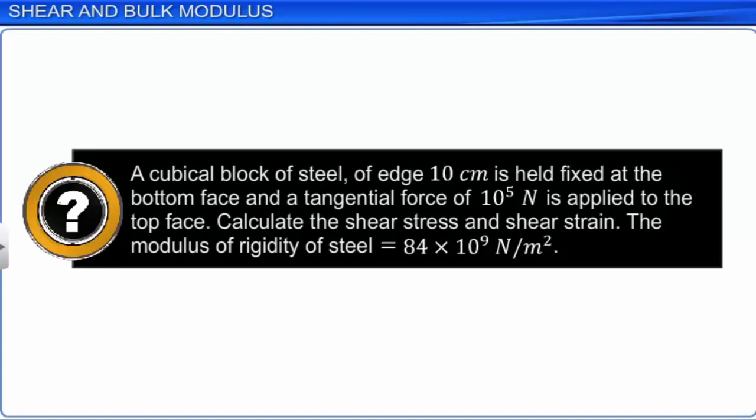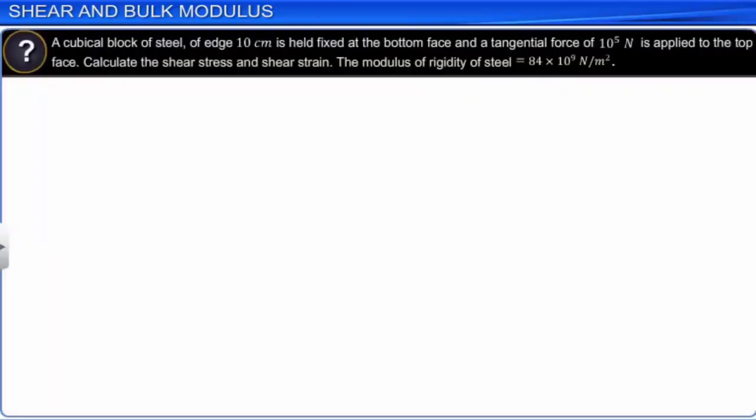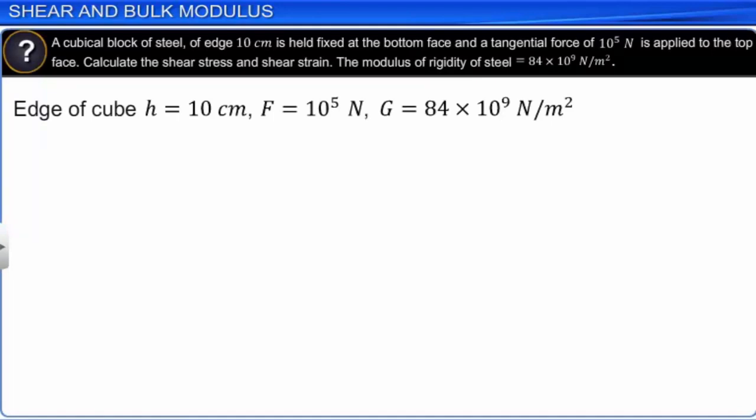We calculate the area A of the face to which the tangential force is applied. Each face of the cube is a square, so the area would be equal to the length of the edge squared. We express the length of the edge in the SI unit, meters, before calculating A, and A is 10 to the power minus 2 meters squared.